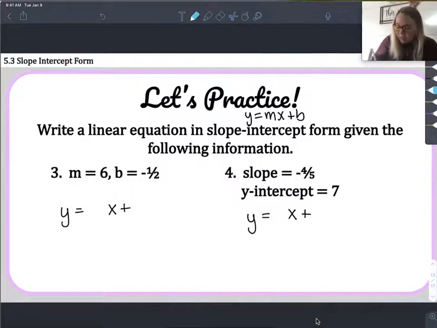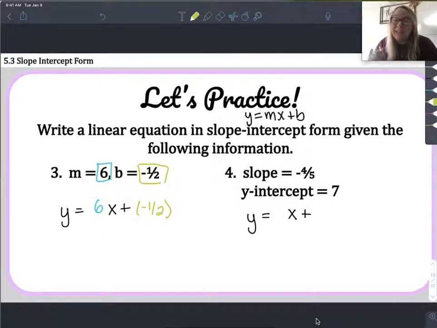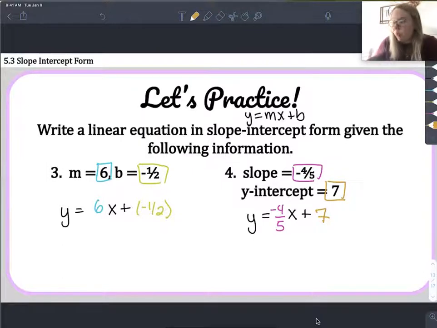So looking here, my slope, my m value, is 6. So I can actually plug that in next to my x, and then my y-intercept is -1/2. So I could leave my plus sign and write it as -1/2, or if you choose, you could write it as 6x minus 1/2. Either way works. Then looking at the next one, my slope here is -4/5. I'm going to plug that in there. And then my y-intercept is 7. There we go. There's my two equations written in slope-intercept form.